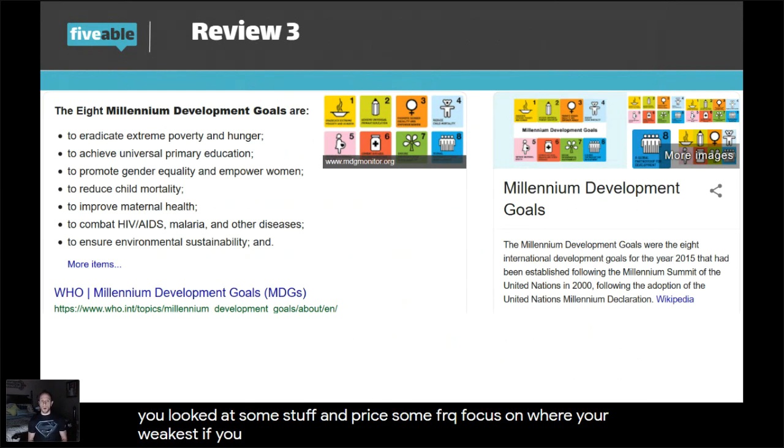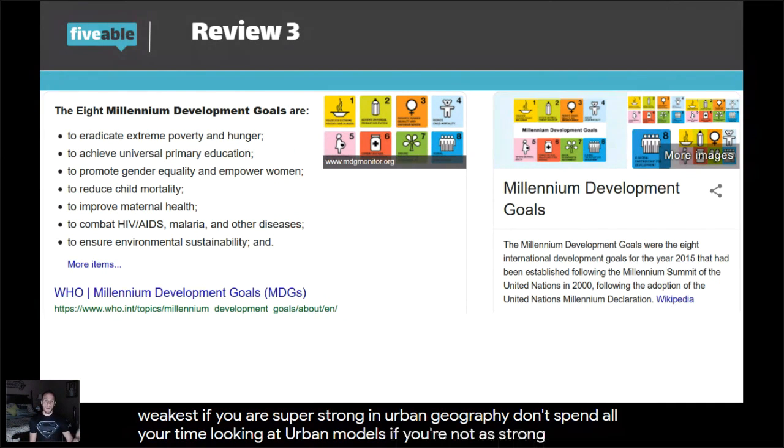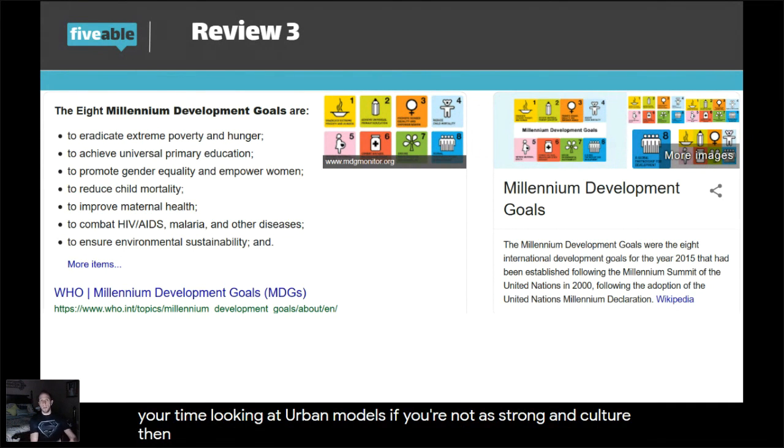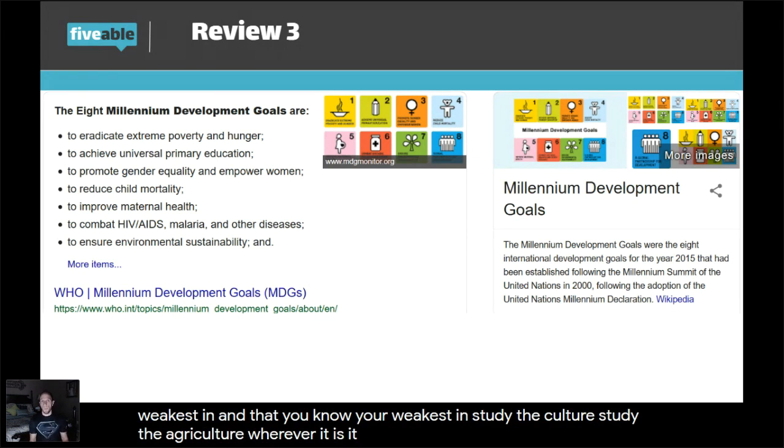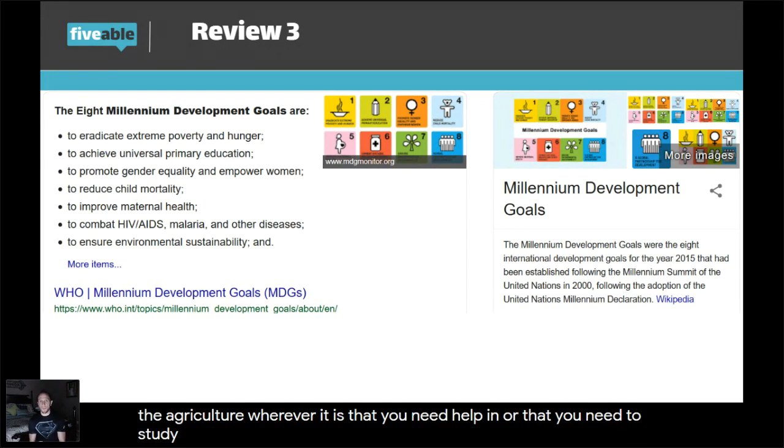If you are super strong in urban geography, don't spend all your time looking at urban models. If you're not as strong in culture, then spend your time from here on out studying the stuff that you're weakest in and that you know you're weakest in. Study the culture, study the agriculture, whatever it is that you need help in or that you need to study the most, that's where you need to be.